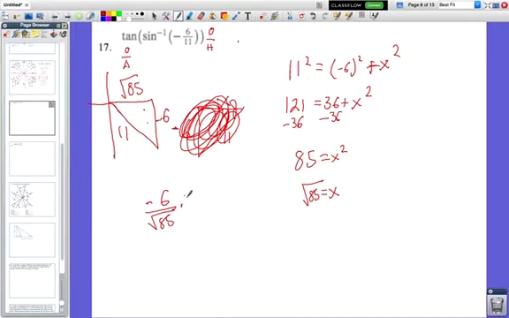But again, we don't like radicals in the denominator, so we're going to multiply by the square root of 85 over the square root of 85 to get negative 6 square root of 85 over 85.